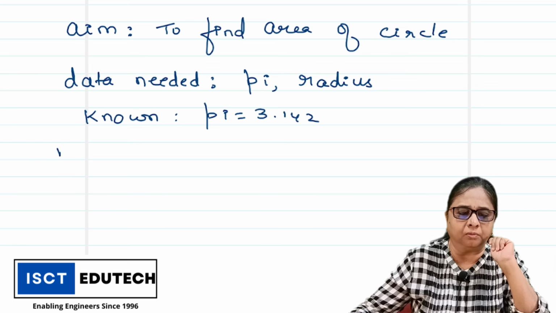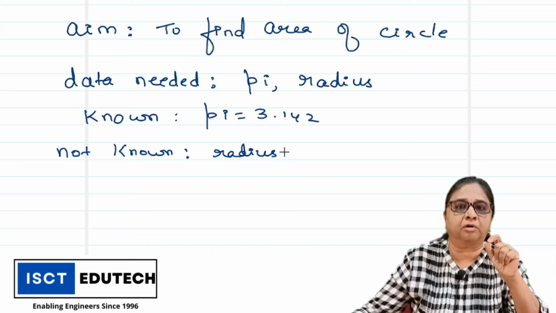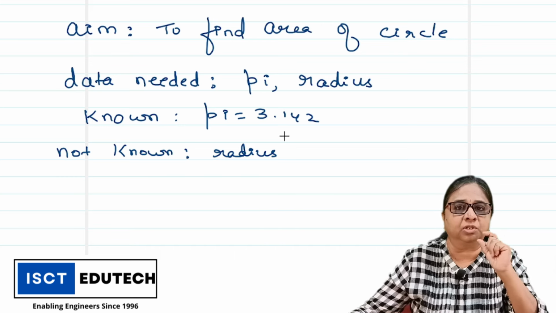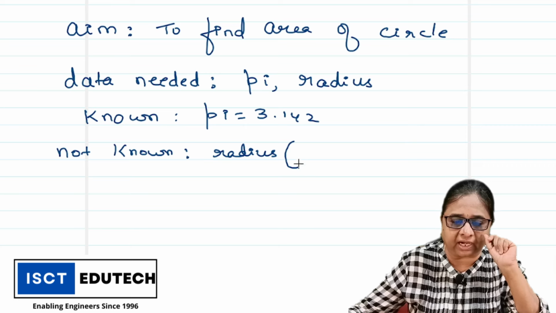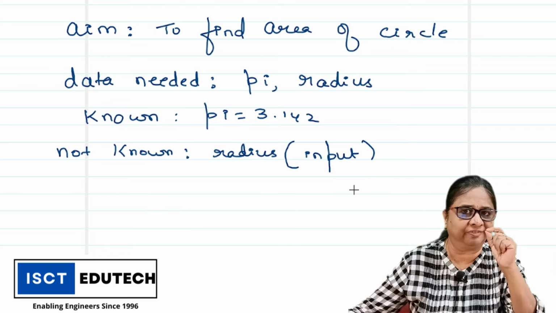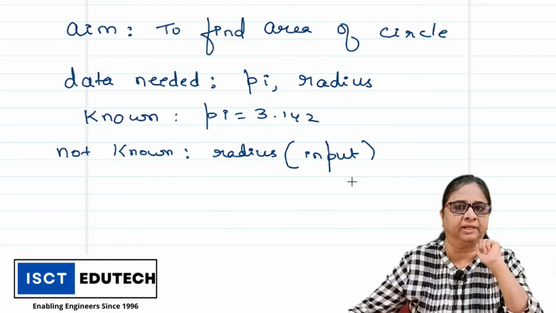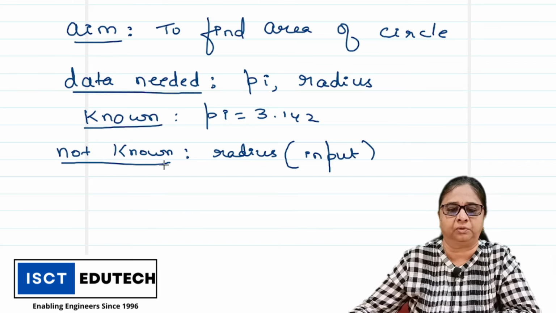What is not known? The not known value or not given value is radius, because the program is not telling find the area of a circle of what radius. It can be anything. So since it is anything, it is not known. Such cases, these kind of data, you make it as input. If you do this analysis, coming up with the solution will be faster and it will be correct. Okay, so aim, data needed, what is known or given to us and what is not given to us.